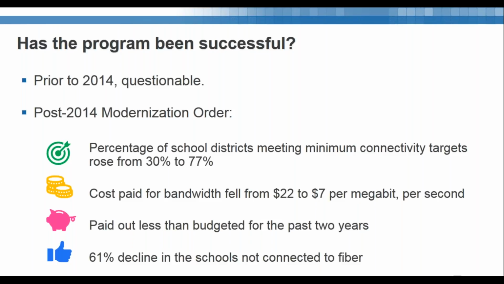The cost paid for bandwidth fell from $22 to $7 per megabit per second for best practice school districts. The program has paid out less than they budgeted for the past 2 years, which means those funds roll over to the next year, which is great because you open up more budget for future projects, but we're also not seeing as much waste as there used to be. And there's been a 61% decline in the schools not connected to fiber. So, just getting that internet access to the school district, a 61% decline is pretty huge.